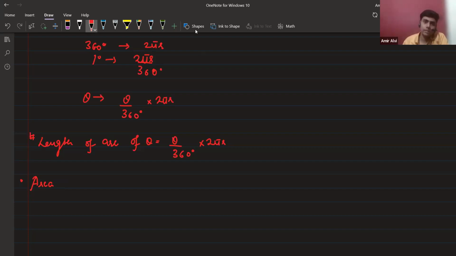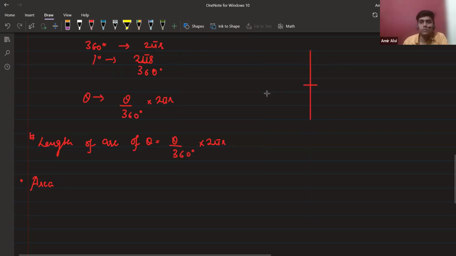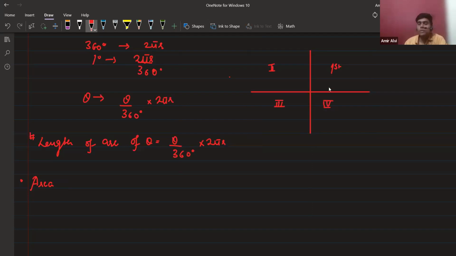Just a second. Suppose that this is the example. So this is the first quadrant, this is the second quadrant, this is the third quadrant, and this is the fourth quadrant. So if we have this kind of thing, we have 4 quadrants.